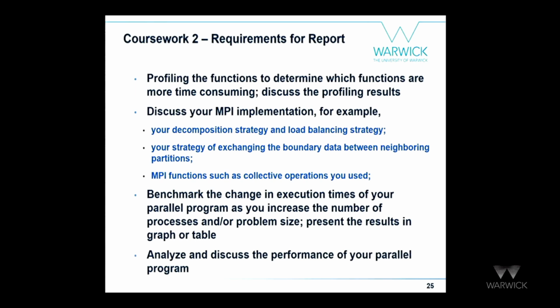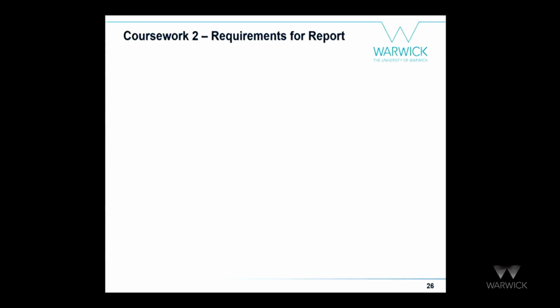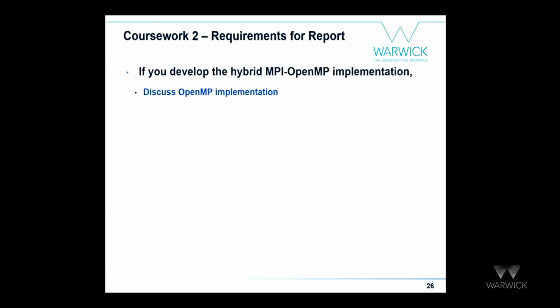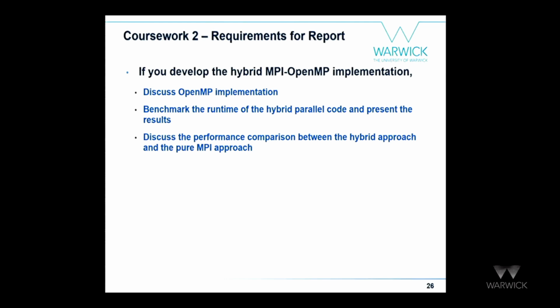You need to analyze and discuss the performance of your parallel program. So you present the results in graph or table. You should discuss whether this trend is good or not so good, whether it's to be expected. If you develop a hybrid MPI, OpenMP approach, you need to discuss the OpenMP implementation. Benchmark the runtime of the hybrid parallel code and present the results. You need to discuss the performance comparison between the hybrid approach and the pure MPI approach.